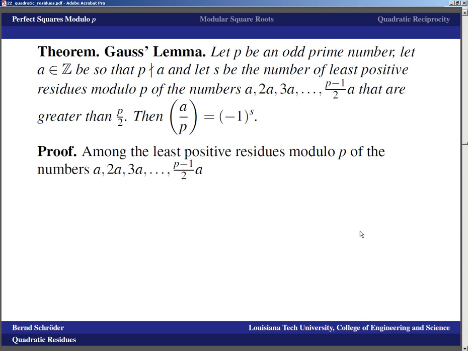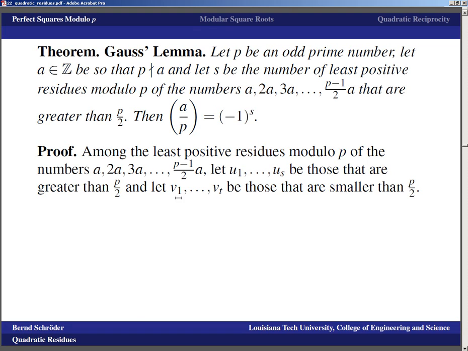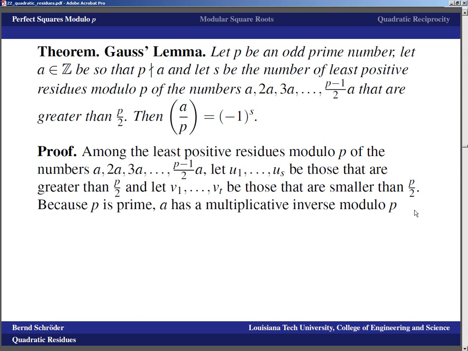Okay, what do we do? Well, let's take a look at the least positive residues modulo p of these numbers. And we're simply going to say that u1 through us, where this is exactly this s, are the ones that are greater than p/2, and v1 through vt, we let those be the ones that are smaller than p/2.